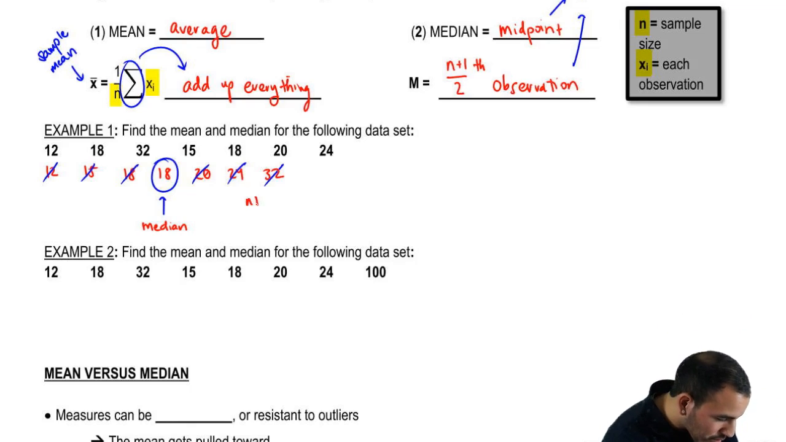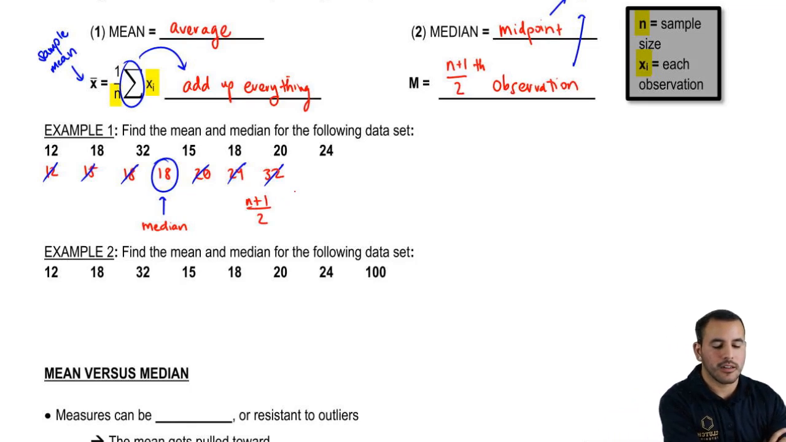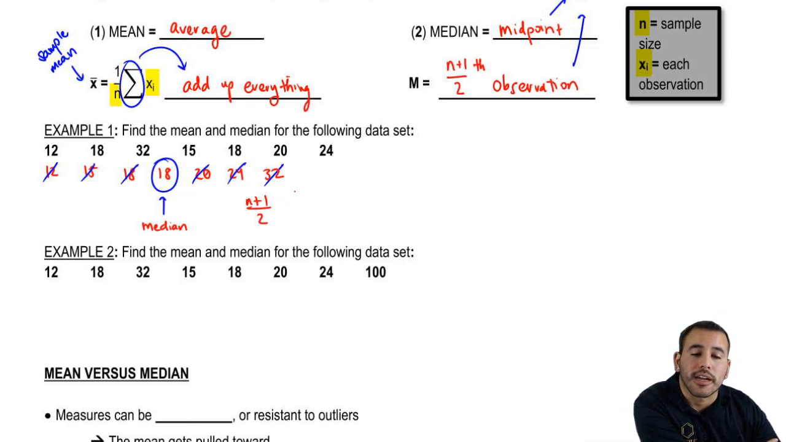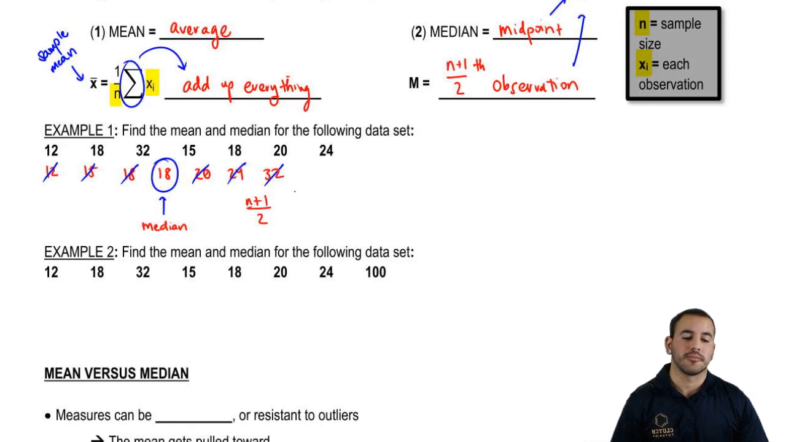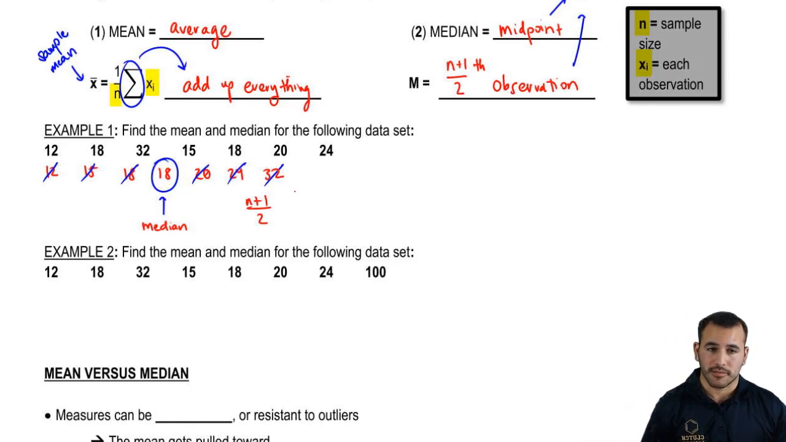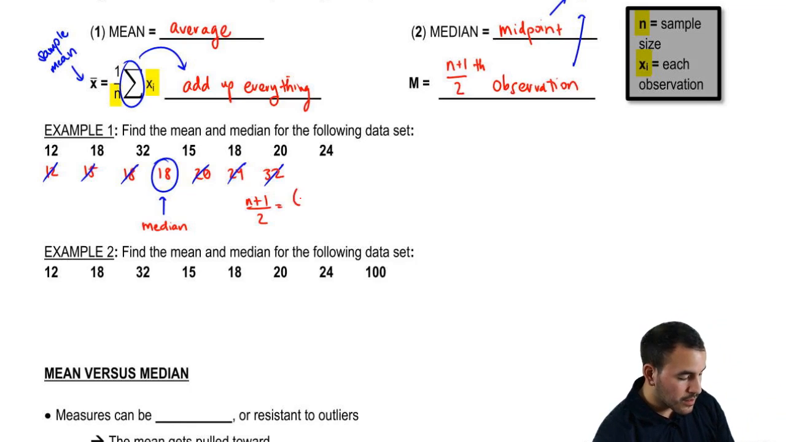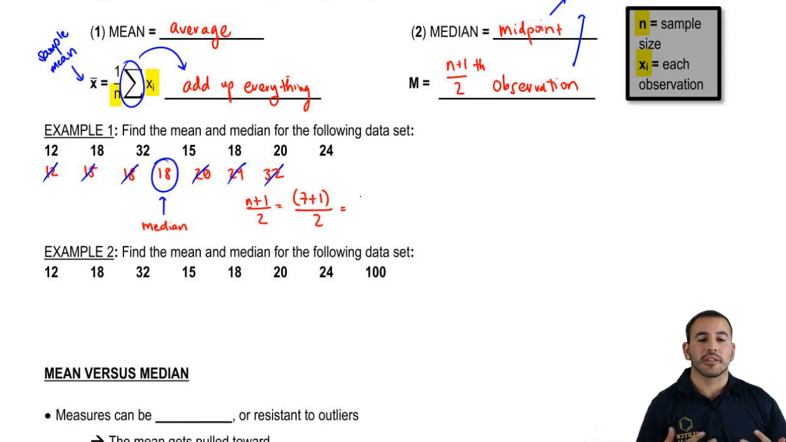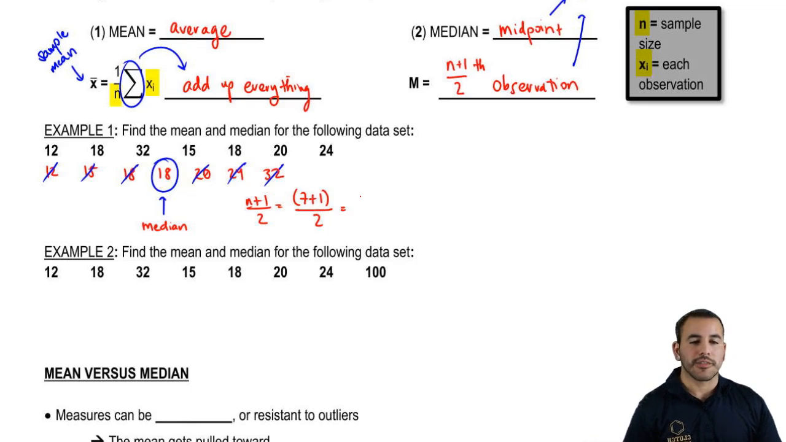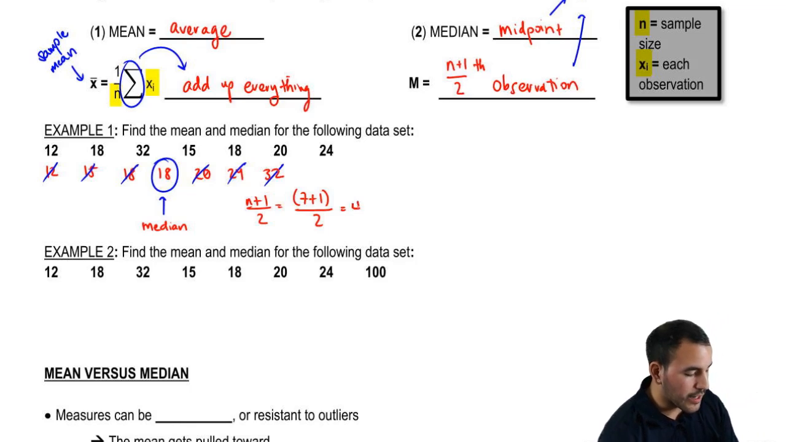So for (n plus 1) over 2, what's our n? Our n is our sample size, right? So how many observations do we have total? We have 7. So (7 plus 1) over 2. The reason why I put it in parentheses is that when you put this in your calculator, if you just put 7 plus 1 divided by 2, it wouldn't give you the right answer. First you have to tell the calculator 7 plus 1, add that up, and then divide that by 2. That's going to give us 4, because it's just 8 over 2. So that tells me it's the 4th observation. Does that make sense?